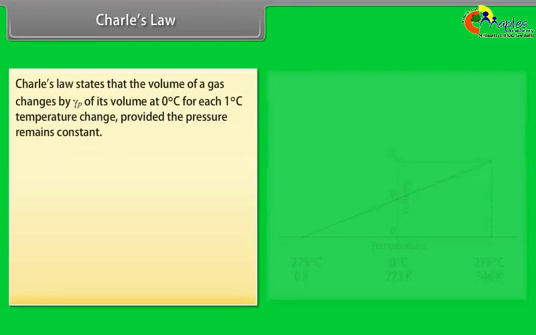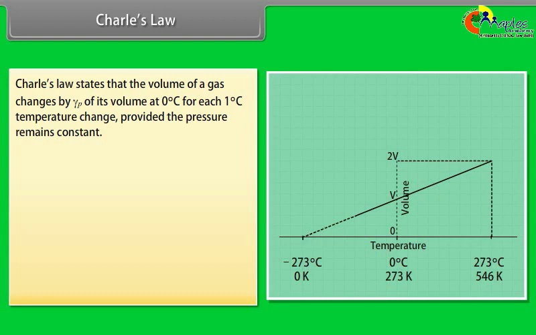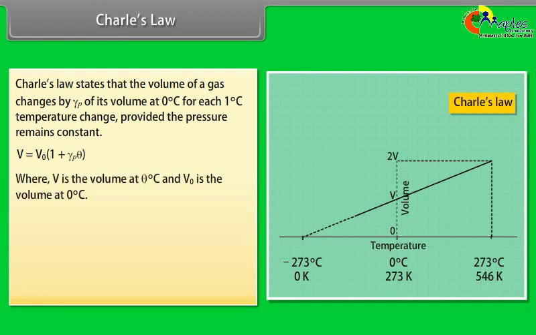Charles' law. Charles' law states that the volume of a gas changes by γp of its volume at 0 degrees centigrade for each 1 degree centigrade temperature change, provided the pressure remains constant. V = V₀(1 + γp θ), where V is the volume at θ degrees Celsius and V₀ is the volume at 0 degrees centigrade. The above relation can be written as V = V₀(1 + θ/273).